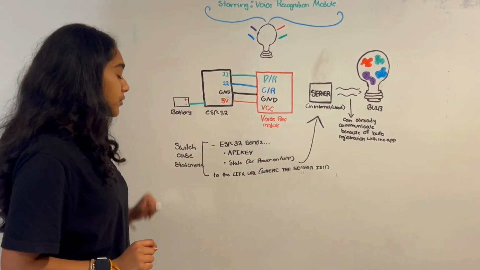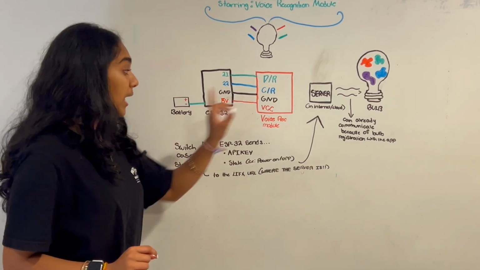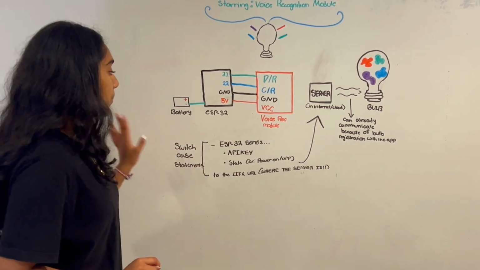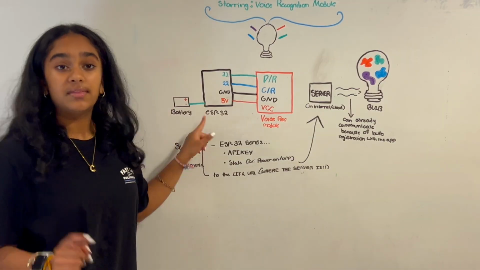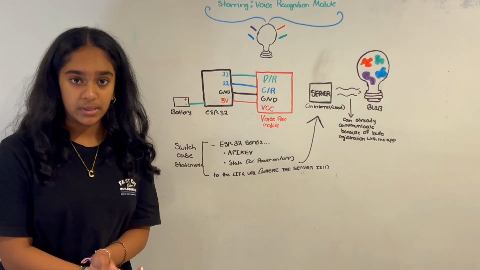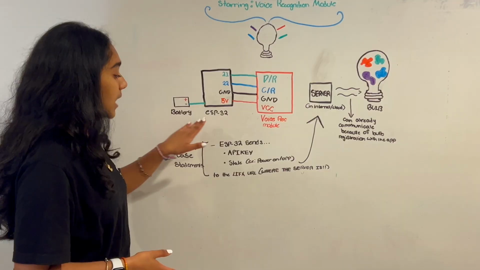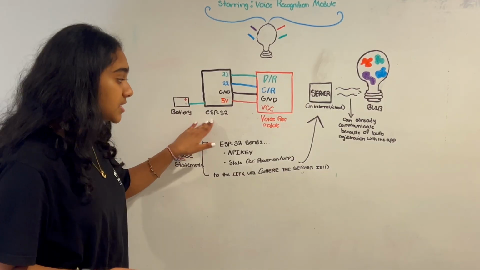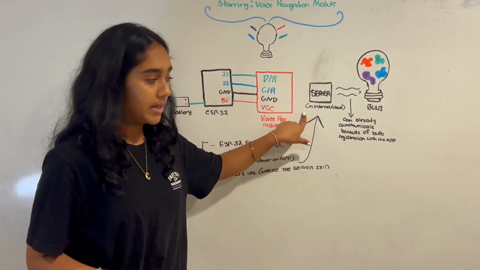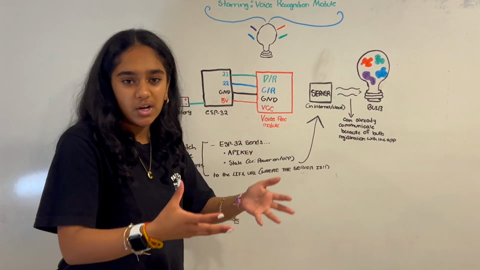And then what the ESP32 does is it sends all of this information to the server. So basically, the ESP32 sends the API key and the state that you want the bulb to be in, like on, off, or whatever color you want, and it sends it to the LIFX URL. And this is where the server is located. And the server, it's just there. It's in the internet. It's in the cloud. It's not a physical item.